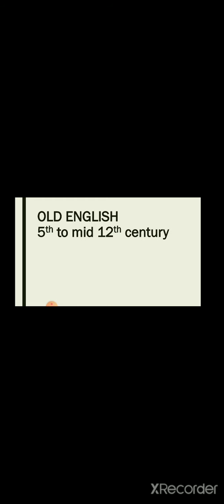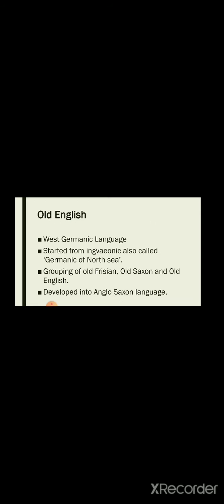Today we are going to start a new topic, Old and Middle English. Old English was the language spoken during the 5th to mid 12th century. Middle English was spoken during the mid 11th to late 15th century. Now we see both languages in detail.